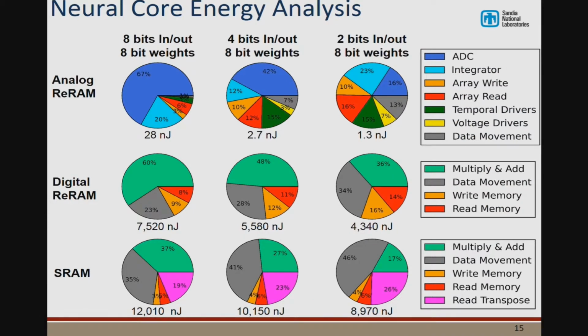Now looking at the energy breakdown, you can see in the analog for the 8-bit system, it is the analog to digital converter that's dominating. It's not until we get down to 4 or 2 bits that the energy is more balanced, where all the other components are about equal. And if you look at the digital accelerators, there are 2 components that dominate the energy: the multiply and accumulate, and the data movement from the SRAM memory bit to the edge of the SRAM array. And what's great is in analog, both of those are free. And so you've eliminated the bulk of your cost, and that's why we're getting this 100 to 1,000x benefit.